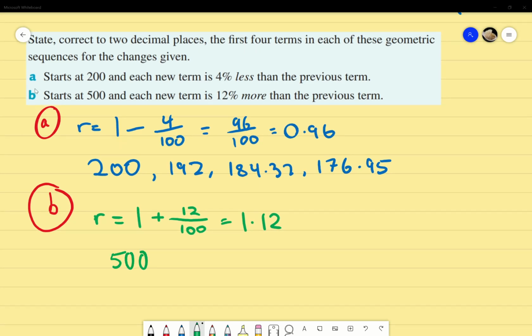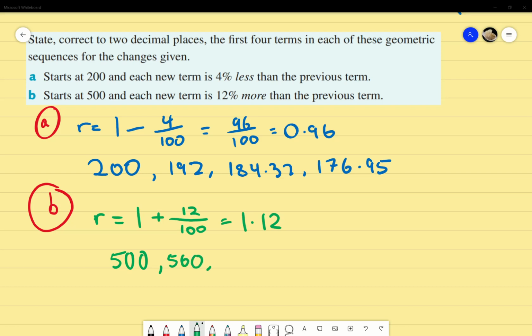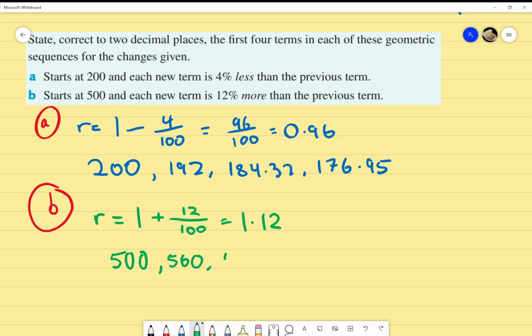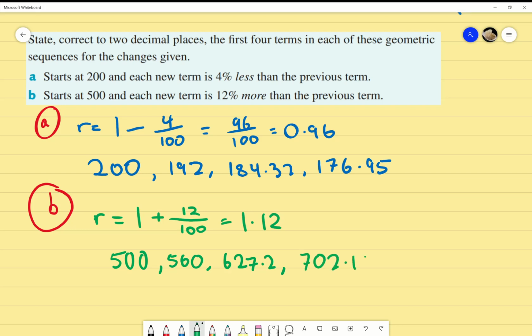So I'm going to put 500 equals into the calculator. I'm going to multiply by 1.12. By the way, that asterisk there is just times. And I get 560. Next term, I hit enter again. It's going to be 627.2. And finally, it's going to be 702.46.